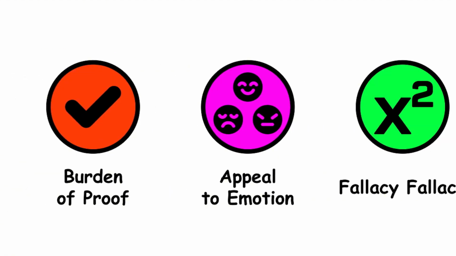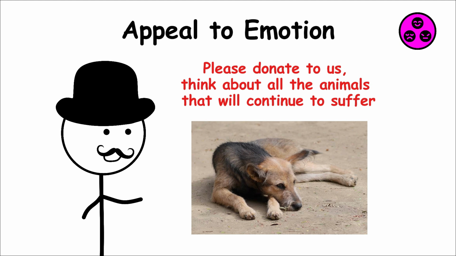Appeal to emotion. This fallacy occurs when emotion like fear, pity, or excitement is used as the primary persuasion tool rather than using concrete evidence and sound reasoning. For example, someone is trying to make people feel guilty and compassionate to encourage donations, rather than explaining how the money will be used effectively.